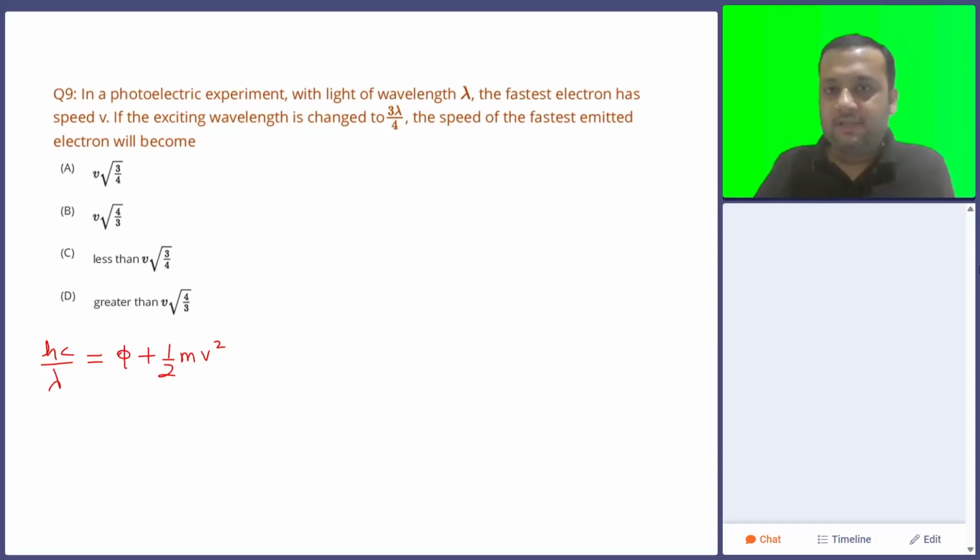Okay. Now in the second situation, let us say when the wavelength has become 3 lambda by 4, then let us say the fastest electron speed becomes v1.